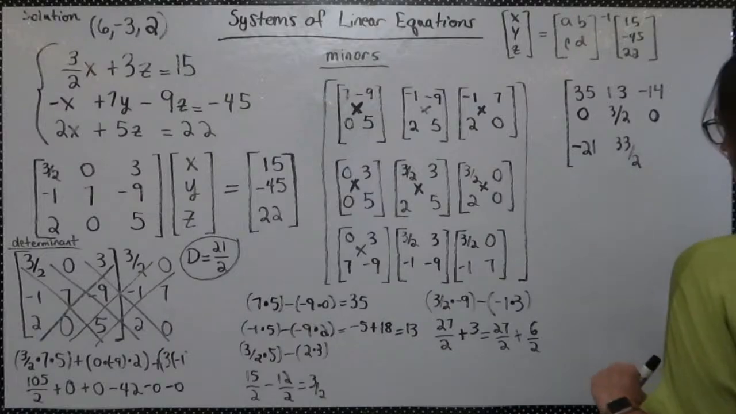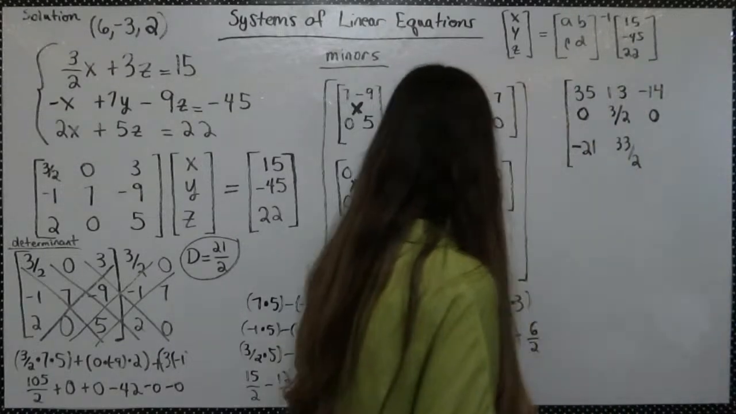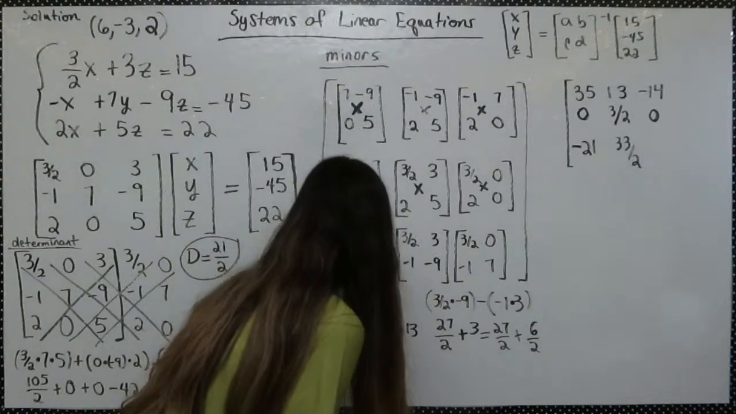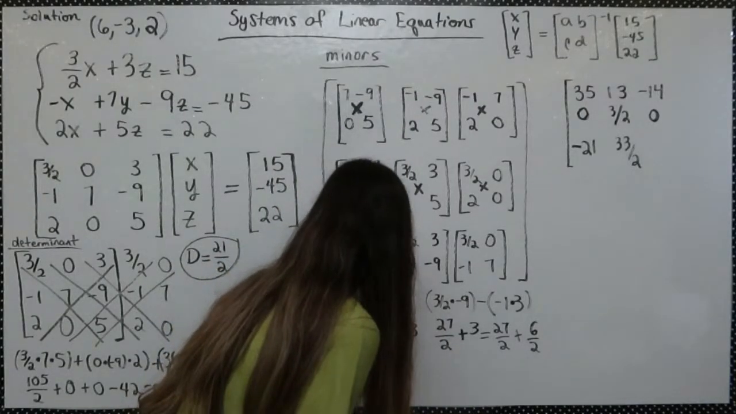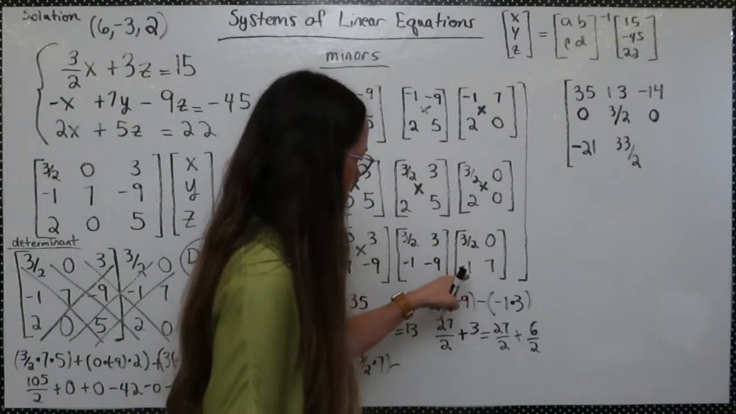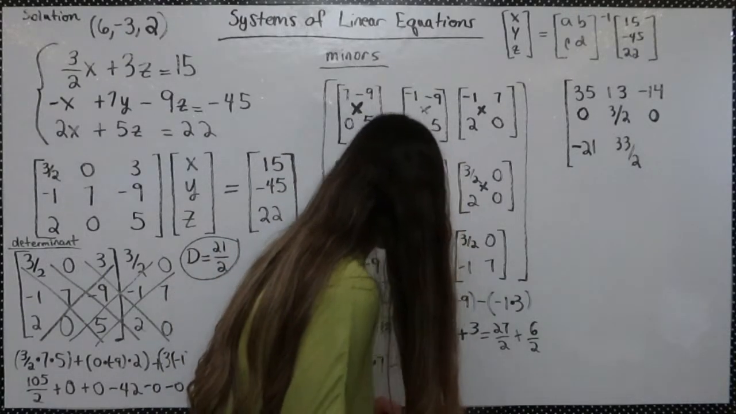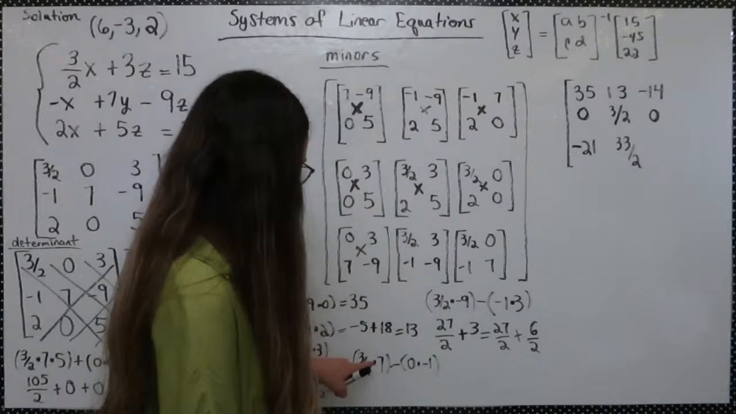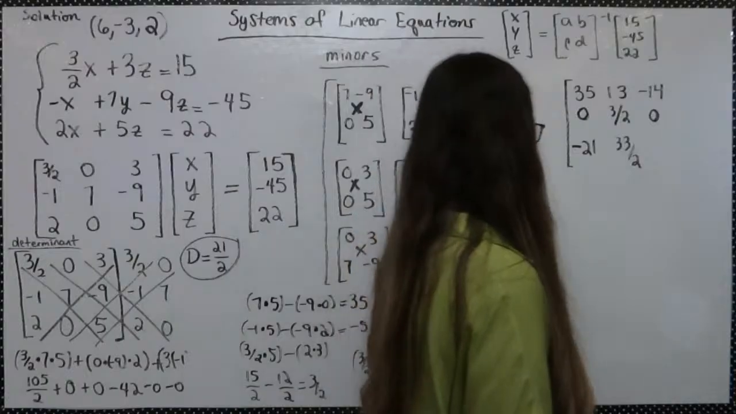And then the last one, 3 halves times 7. So this is going to be 3 halves times 7 minus 0 times negative 1, which is just 0. So 7 times 3 is 21 again. So we've got 21 halves.